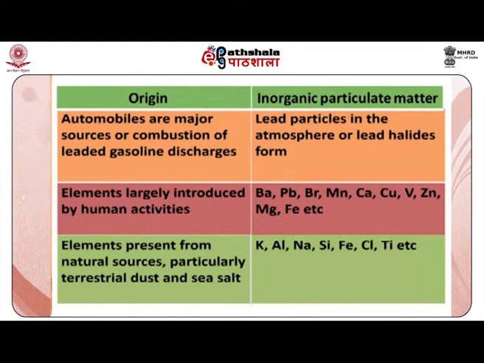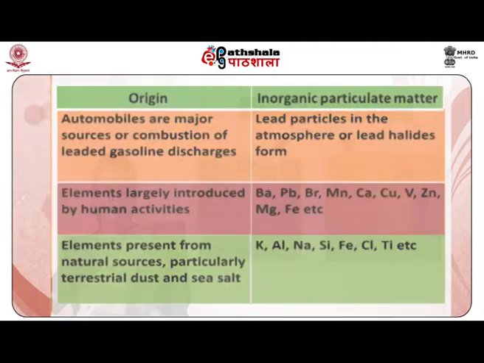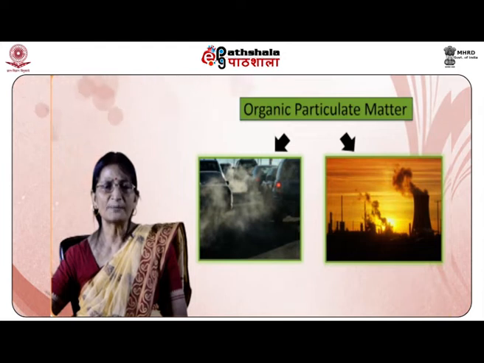Elements which can be introduced by human activities such as metallurgy and metal processing can include barium, lead, manganese, calcium, copper, vanadium, zinc, magnesium, iron, etc. And elements which can also come from natural sources, particularly terrestrial dust and sea salt, are potassium, sodium, aluminium, silicon, chlorine, iron, etc. In addition to inorganic particulate matter, there can also be organic particulate matter.